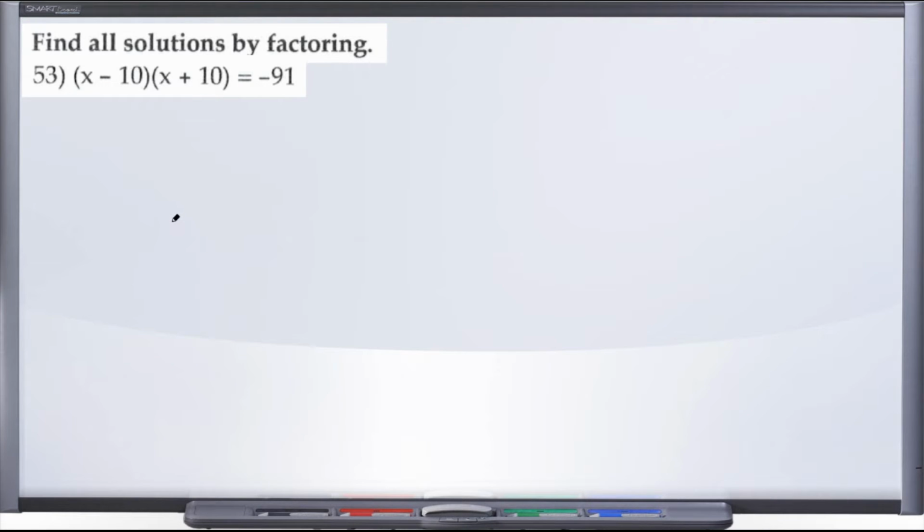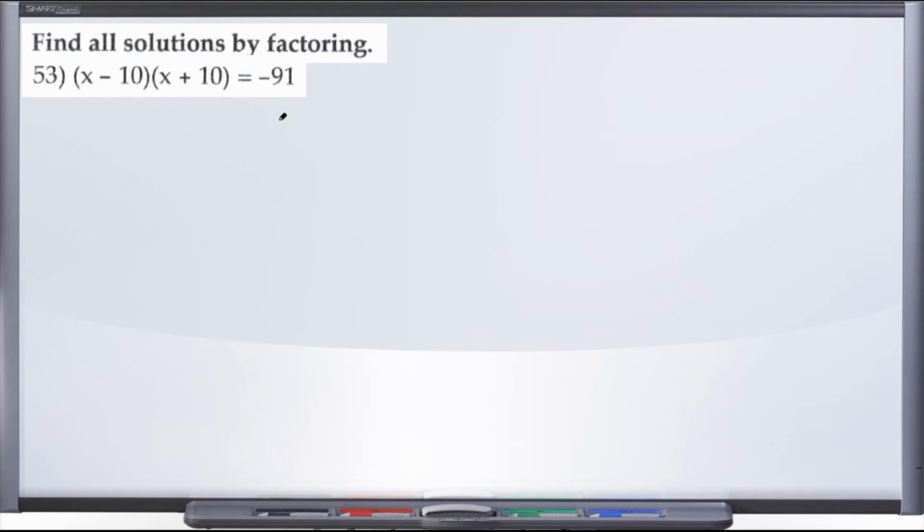All right, so here we are at 53. We are still finding all the solutions by factoring, and I wanted to go ahead and do 53 and 54 as their own video because I think they're going to take a little bit more work to actually solve, and I didn't want to cram everything in.